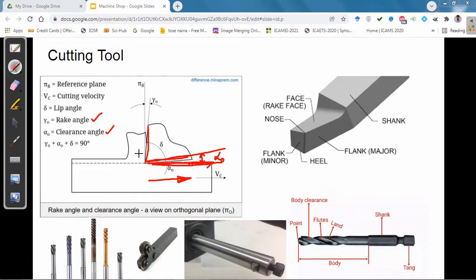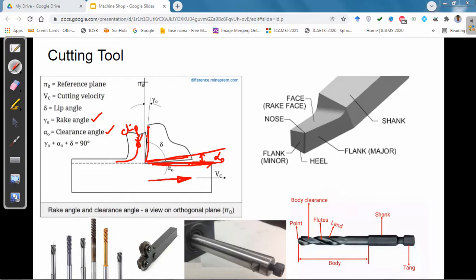And another one, you see that this is the chip that is flowing out from the job, and it is going past the cutting tool surface. So at this region, between the chip and the cutting tool, this is the chip and this is the cutting tool.